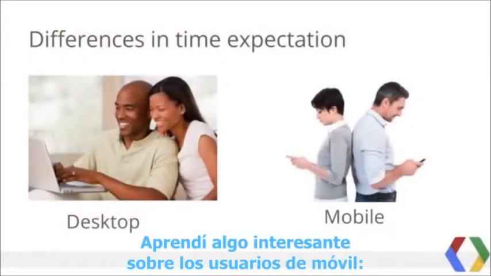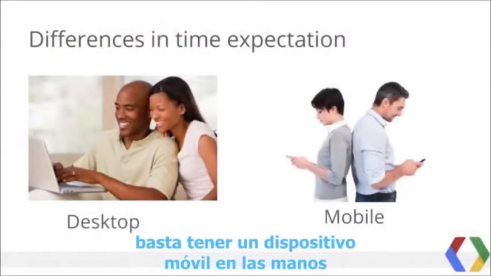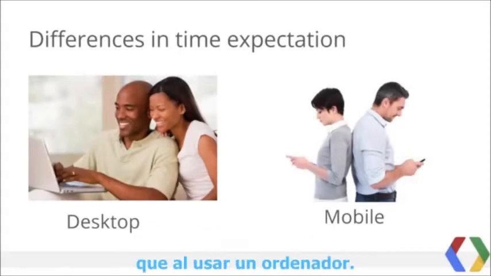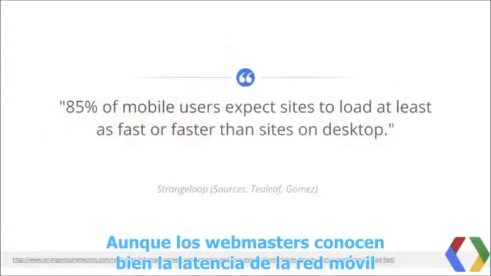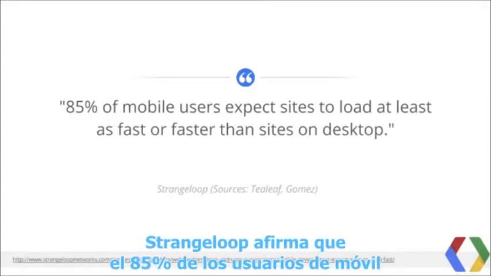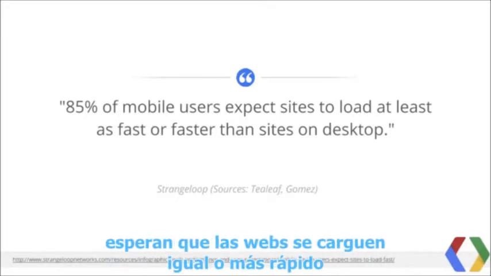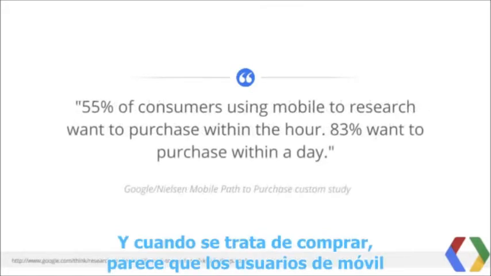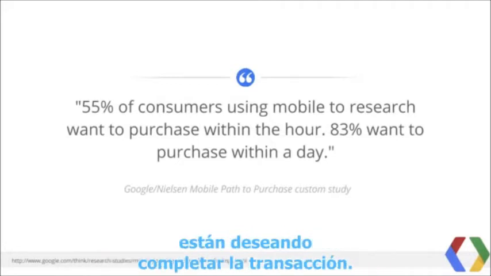An interesting idea I learned about mobile users is that just by holding a mobile device, their expectation of time can differ from their desktop attitude. While as site owners, we're well aware of mobile network latency and that at its fastest, mobile can't outperform desktop, Strange Loop cites that 85% of mobile users expect sites to load at least as fast or faster than sites on desktop. And when it comes to shopping, mobile users seem almost eager to close the deal.